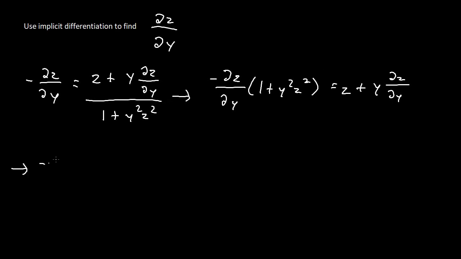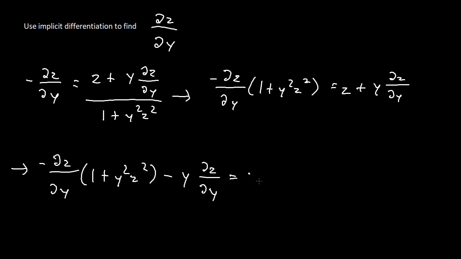So we're going to end up getting negative partial derivative of z with respect to y times 1 plus y squared z squared, and then minus that term that I need to subtract, so minus y times the partial derivative of z, and that's going to equal z. So now I'm going to go ahead and factor a negative out from both of these terms. So we get a negative partial derivative of z with respect to y. So we get here 1 plus y squared z squared. Since I factor out a minus, it's going to end up being a plus, so we get plus y. And that's going to equal z.